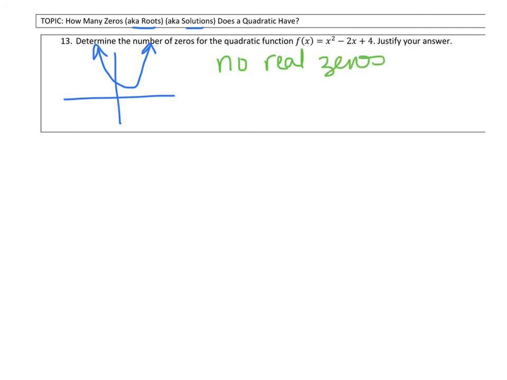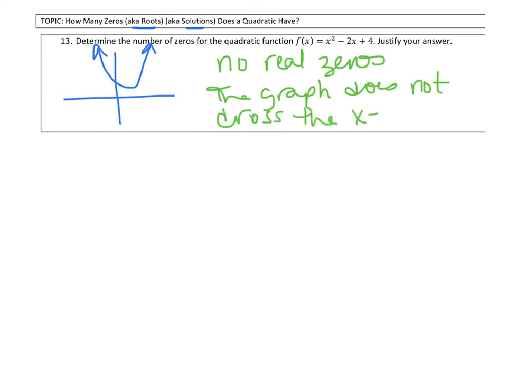And my justification is the graph does not cross the x-axis. All right, easy done.